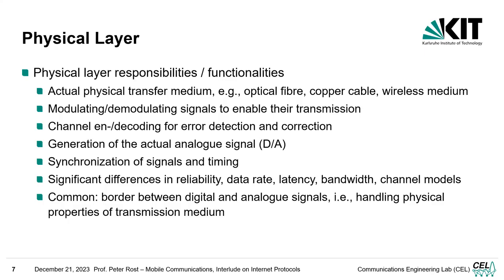Depending on the actual transmission medium, you have significant differences in reliability, data rate, latency, and bandwidth. If you take, for instance, a mobile communication system, you have a much lower reliability compared to an optical fiber or an Ethernet cable. What is common to all of them is the border between the digital and analog signals. This is always part of the physical layer, as well as the other functions like signal encoding and then generation of the signal.